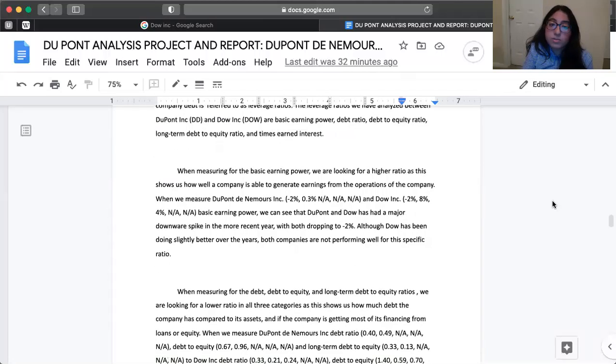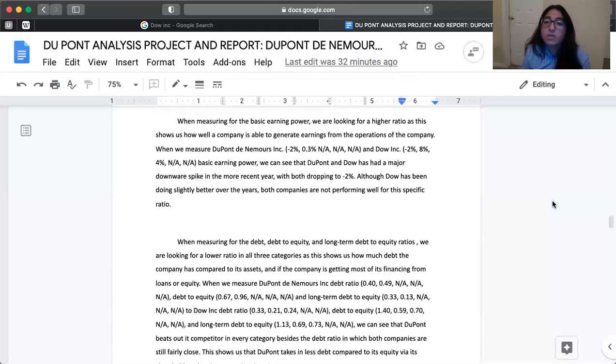When measuring for the basic earning power, we are looking for a higher ratio, as this shows us how well the company is able to generate earnings from the operations of the company. When we measure DuPont and Dow's basic earning power, we can see that DuPont and Dow have a major downward spike in the most recent year, with both dropping to -2%. Although Dow has been doing slightly better over the years, both companies are not performing well for this specific ratio.